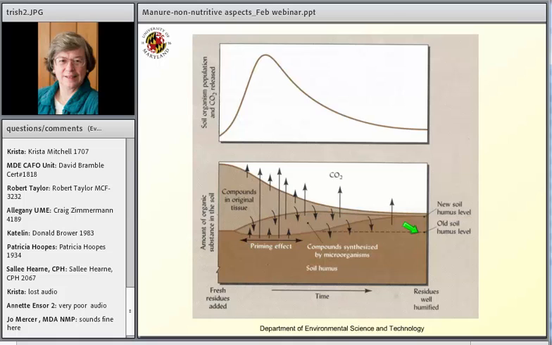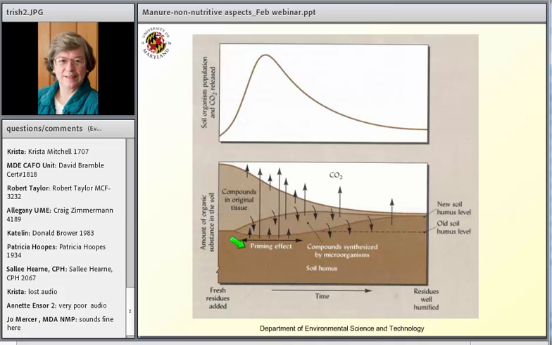So this is a very generalized diagram, but to show this amount of humus increase over a short period of time, the author was probably assuming that it was more like crop residue with lots of structural carbohydrates and more resistant compounds than a fresh manure or a green manure.